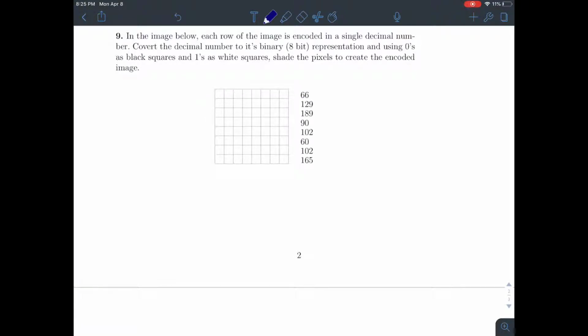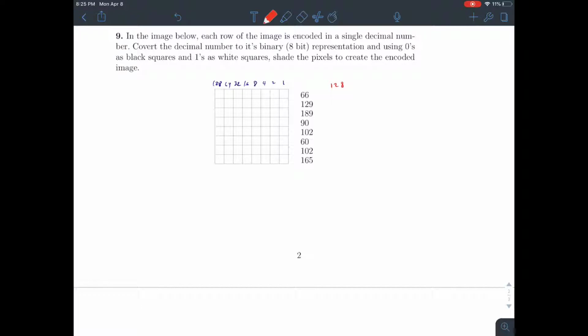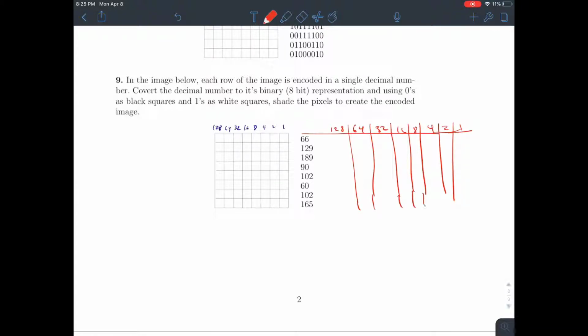Now the last problem is a step up from the problem that we were just doing. In the image below, each row of the image is encoded using a single decimal number. So we've got regular numbers instead of binary numbers now. And in order to decode this, we have to go into a middle step. We have to convert this to a binary number. So we've got a 1's place, a 2's place, a 4's place, an 8's place, 16's place, a 32's place, a 64's place, and a 128's place. So when I create my table, I'm going to be using all of those places: 128, 64, 32, 16, 8, 4, 2, 1. And this organizational structure is very useful because we're going to convert all of these numbers using the same columns.